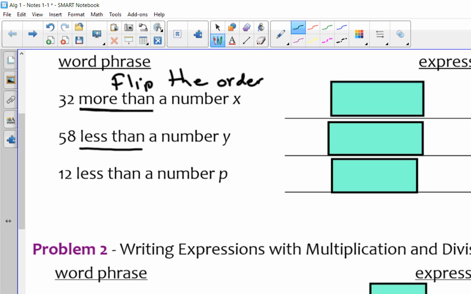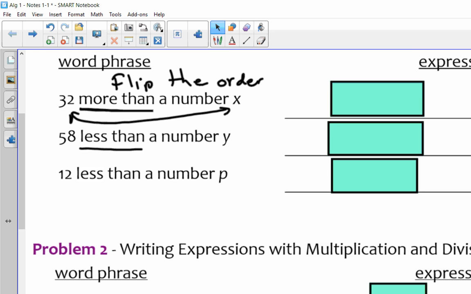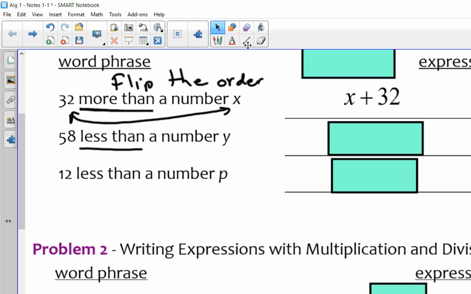So in this case, the first one, I'm going to flip these two guys. I'm going to flip their order. Now, more than to me also means that I should probably add. So if I'm going to flip the order, x is going to come first. I'm going to add it to 32. So I should get something that looks like that. Okay. So next one, 58 less than a number y.